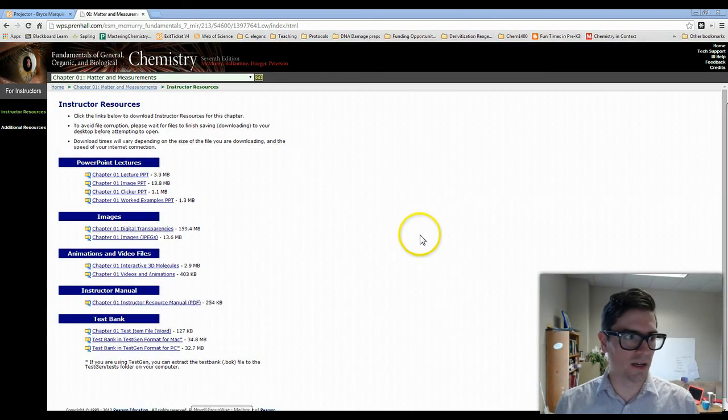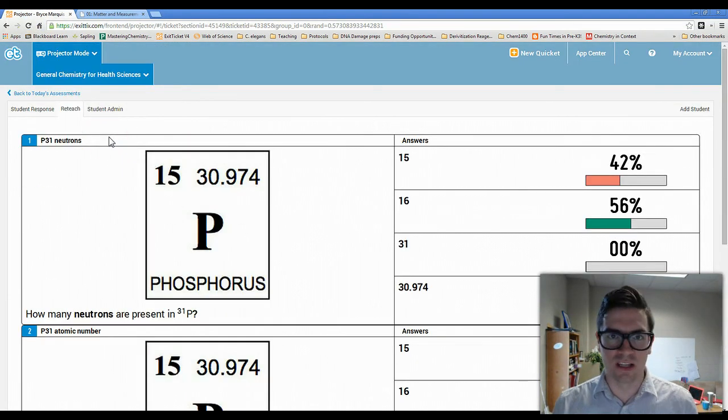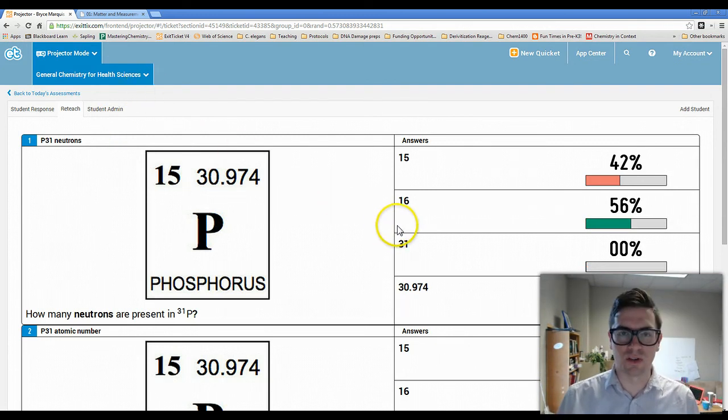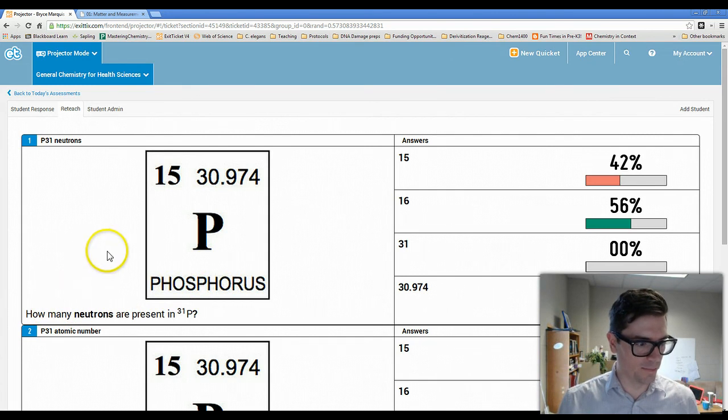When we talked about the atom, we were talking about the subatomic particles: protons, neutrons, electrons. And then I finished up with an exit ticket question. I just want to go over that. So the first question we asked was how many neutrons are present in P31.